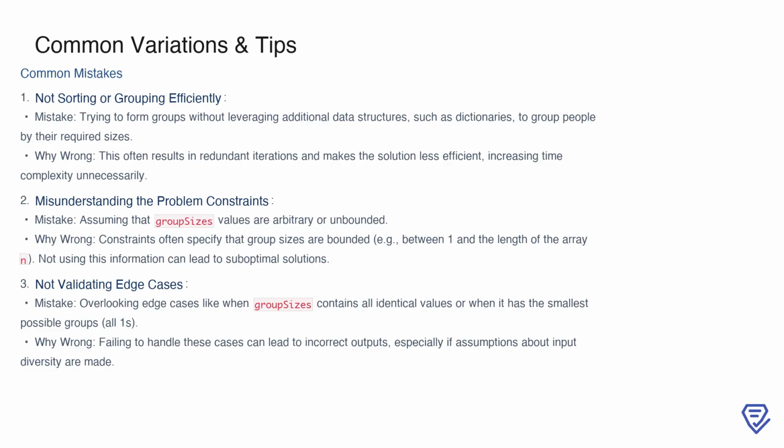Lastly, it's easy to overlook edge cases. For example, if all group sizes are identical, or if the input consists of the smallest possible groups, like all ones, your solution needs to correctly handle these scenarios. Making assumptions about input diversity could lead to incorrect outputs in these cases, so validating edge cases is essential.